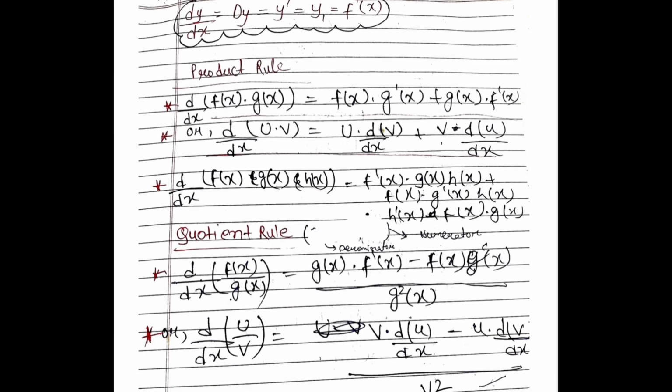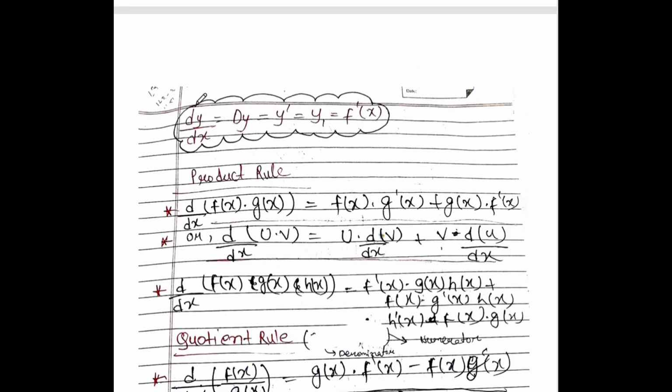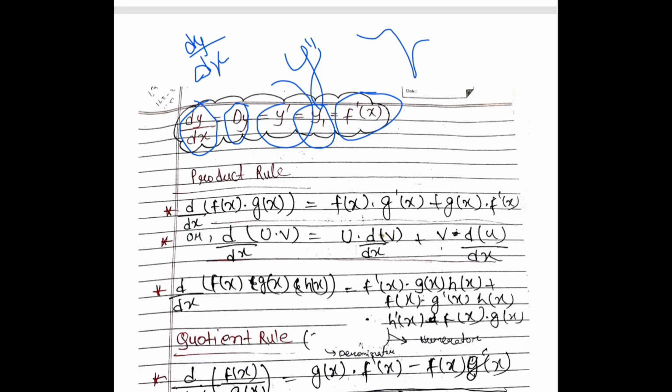So let us come to the rules. First of all, I will tell you how to indicate differentiation. The very common indication is dy by dx. This is the most common indication we use. But there are other symbols or other ways we can indicate differentiation. Like this one, dy by dx means you have to find the differentiation. Dy also implies differentiation. Y dash is differentiation. Y1 is differentiation. F dash x is differentiation. Now y double dash means double differentiation. Y2 means double differentiation. And f double dash x also means double differentiation.